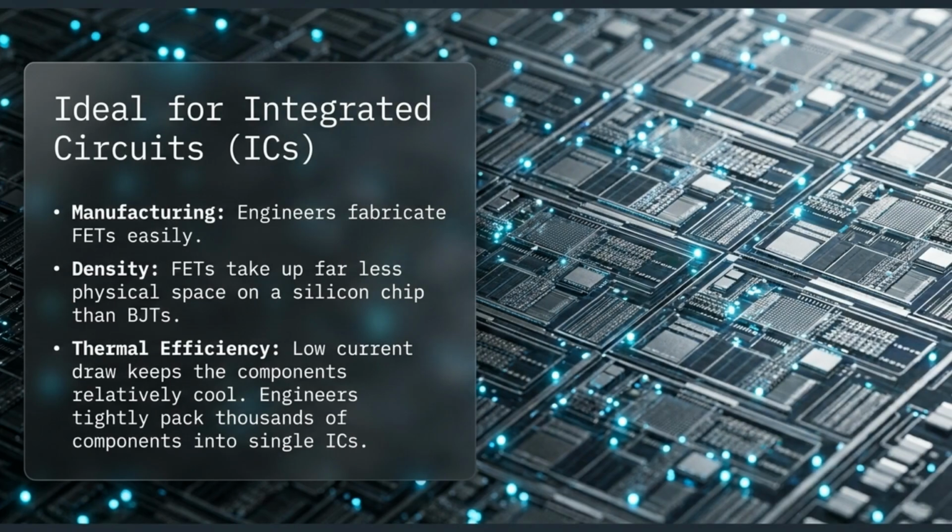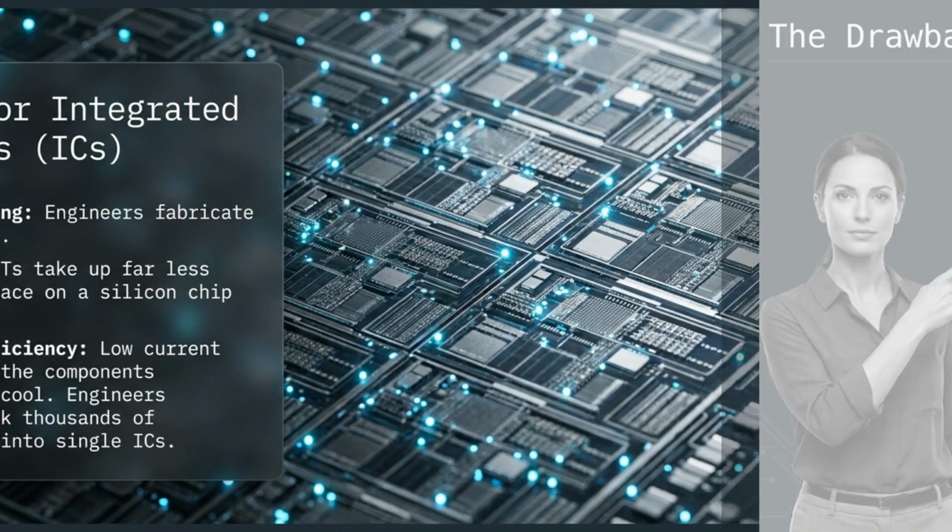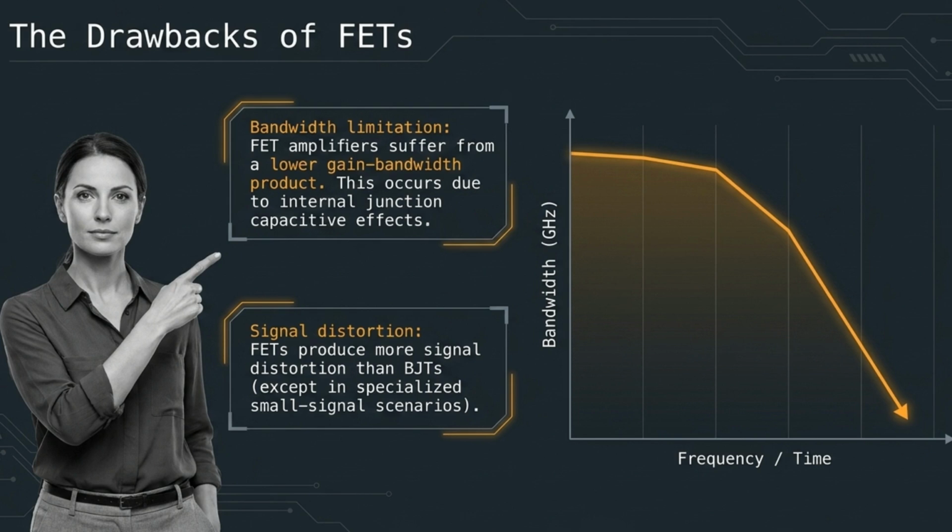FETs are ideal for integrated circuits because they are easy to manufacture, take up less physical space than BJTs, and their low current draw results in better thermal efficiency, allowing for high-density packing of components. The drawbacks of FETs include bandwidth limitations due to internal junction capacitive effects, and they can produce more signal distortion than BJTs, except in specialized small signal scenarios.